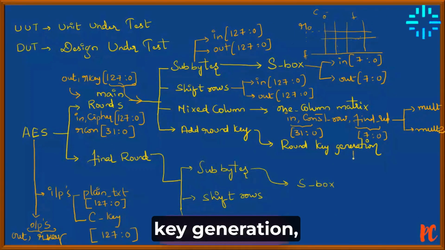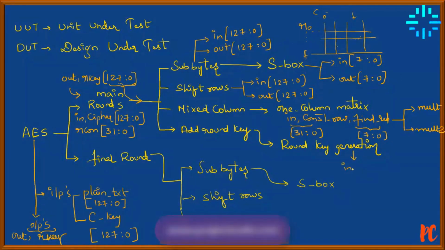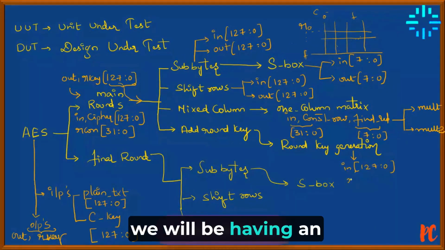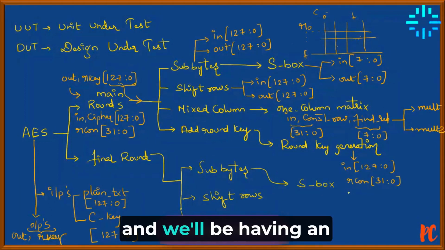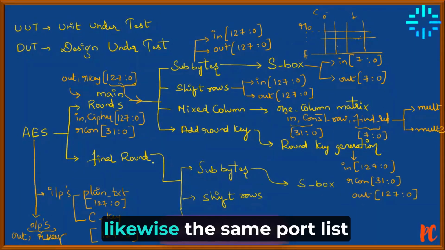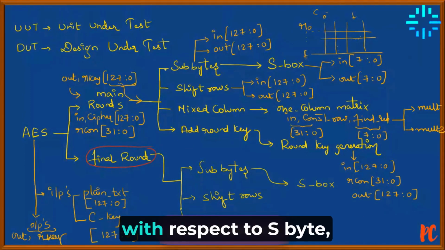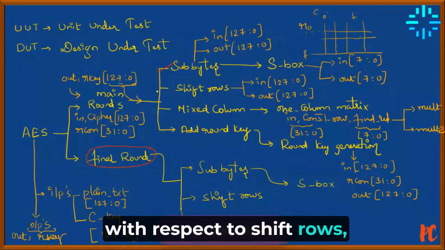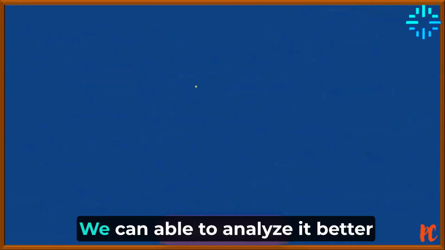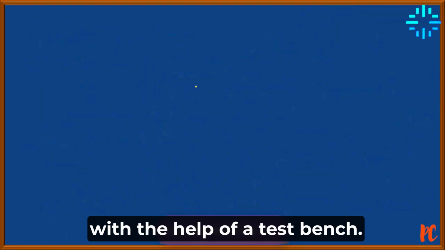With respect to round key generation, we will be having an input of 128 bit, we will be having an rcon of 32 bit, and we'll be having an out of 128 bit again. Likewise, the same port list is applicable to final round also. So it does have the same port list with respect to SubBytes, with respect to shift rows, and with respect to add round key. We can analyze it better with the help of a test bench.